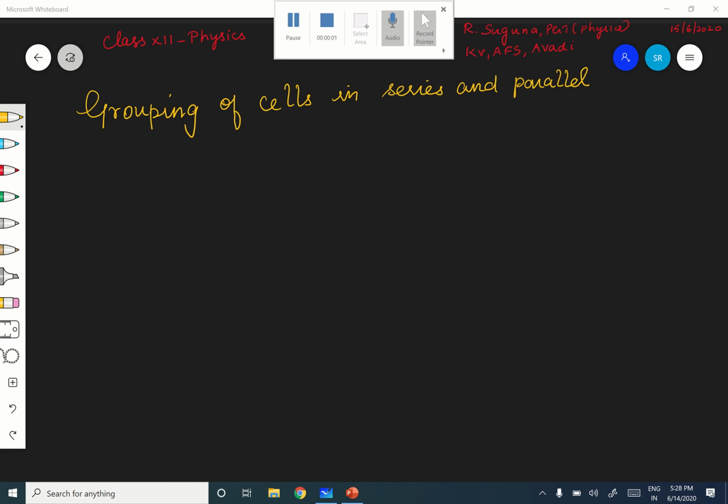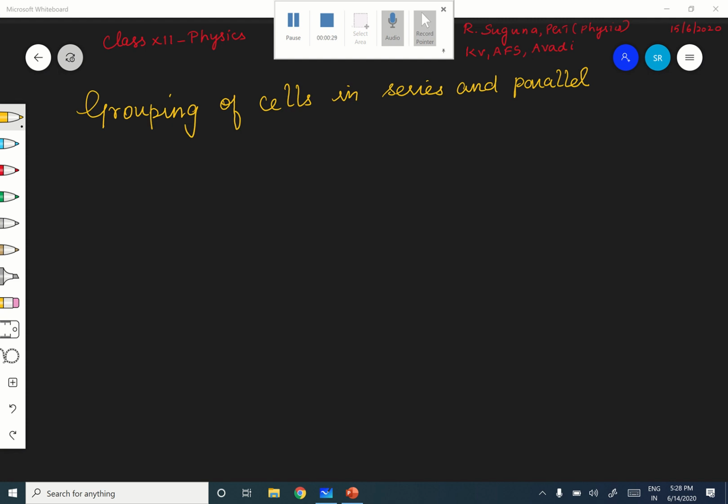Hi children. Today's topic is grouping of cells in series and parallel. We are going to have only two cells to start with, then we can generalize. Two cells are connected in series first, of different EMFs, that is E1 and E2, and their internal resistances R1 and R2. And now I am going to connect first in series, then after that in parallel.